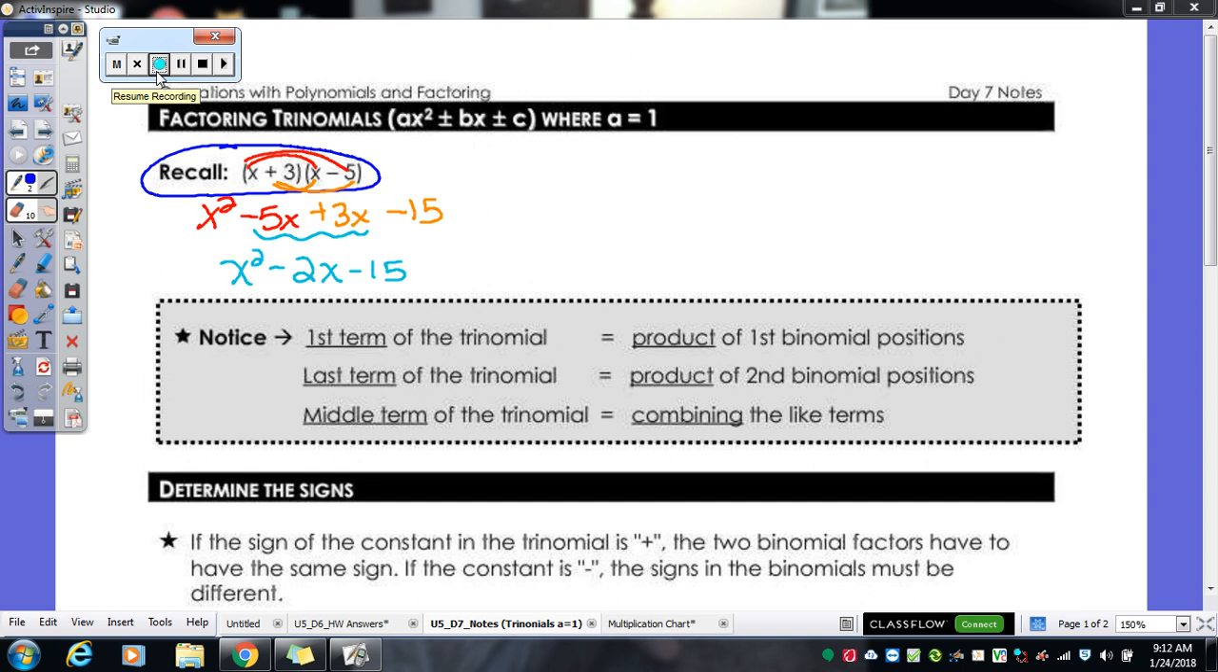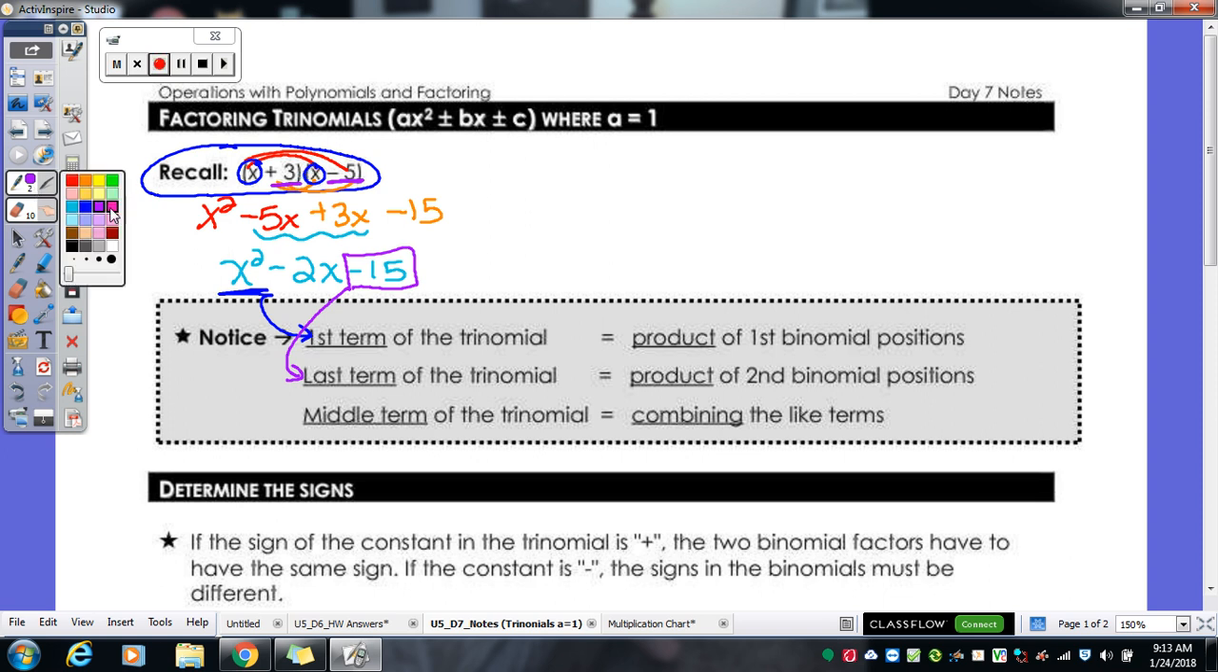All right, so after multiplying those out, yes, you should have x squared minus 2x minus 15. So what my note down there is saying, the first term of your trinomial, which in this case would be our x squared, is when we multiplied those first two terms there. You multiplied your x times your x, that's how we got our x squared. Our last term, which in this case is the negative 15, was because you multiplied the last two terms of your parentheses together. Your 3 times your negative 5 gives you your negative 15.